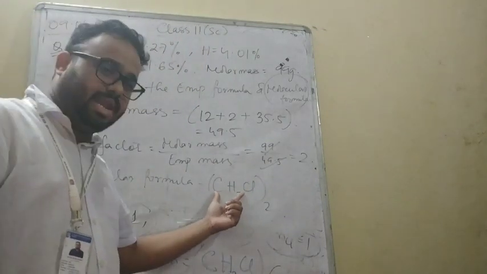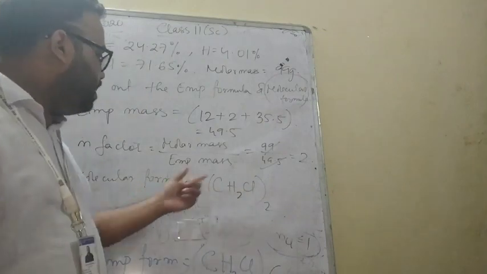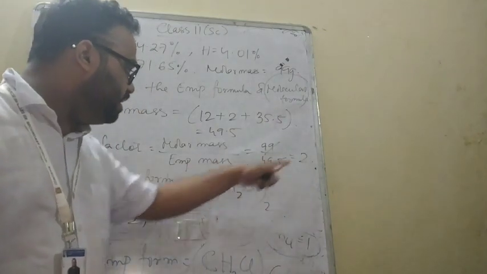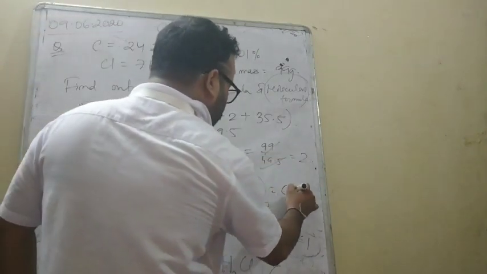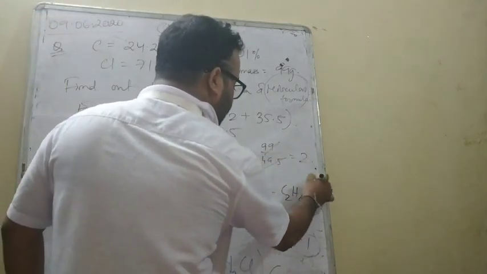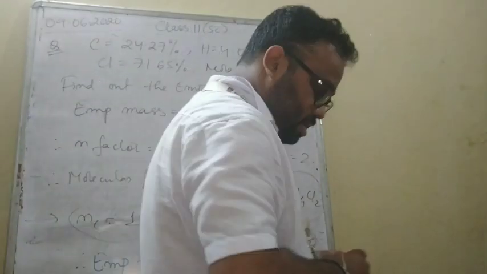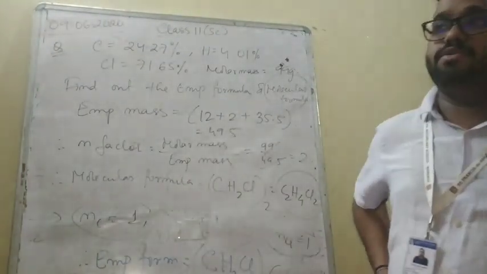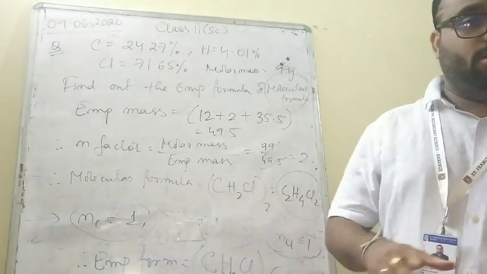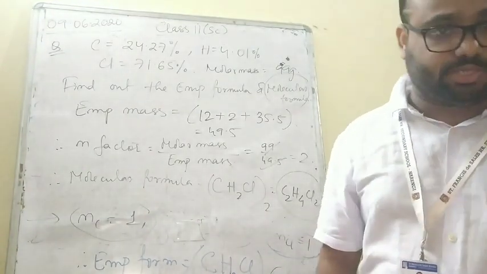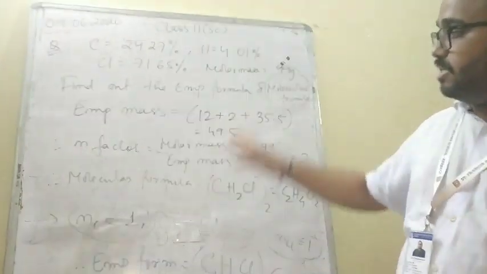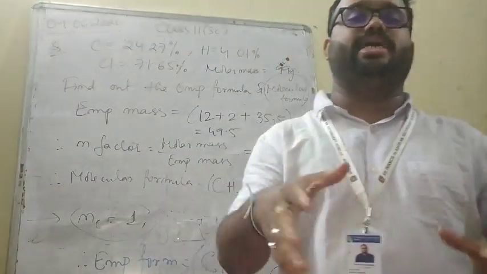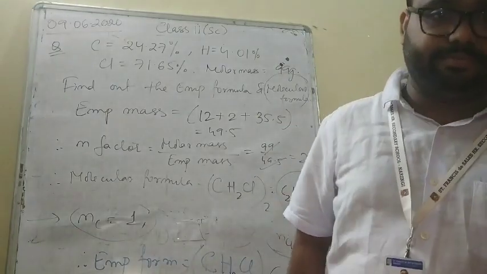This is the empirical formula we found, this one. So if you take out n factor, then empirical formula multiplied with n factor will give you the molecular formula, C2H4Cl2. So this is the way to find out the formula. Notes you will get in your Google Classroom. This part is explained properly. I have explained how to find out, and then you will do some numericals as homework. That will be given today itself.